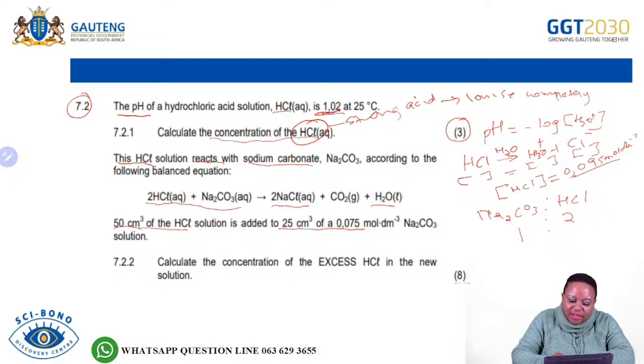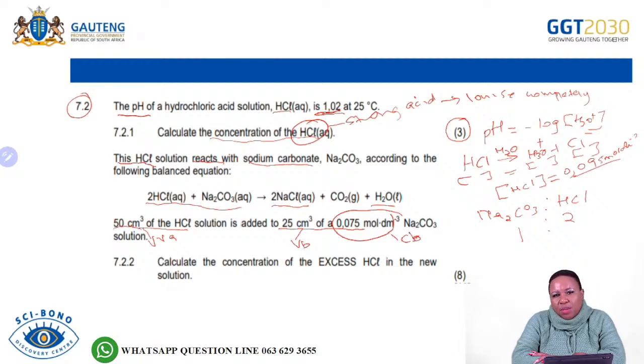So what are we provided? You are provided with the concentration of sodium carbonate. You are also provided with the volume of sodium carbonate. Here you are provided with what? So let me just say the volume of a base, and this one is a volume of an acid that you are provided. And this is the concentration of our base, which is our sodium carbonate.